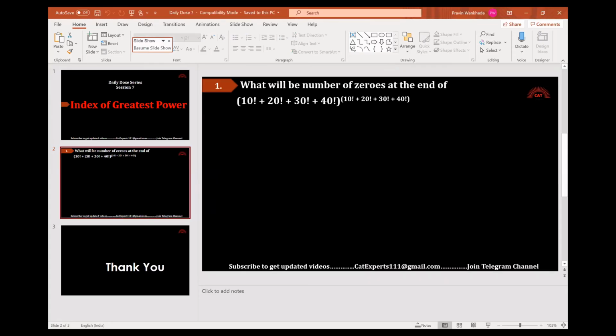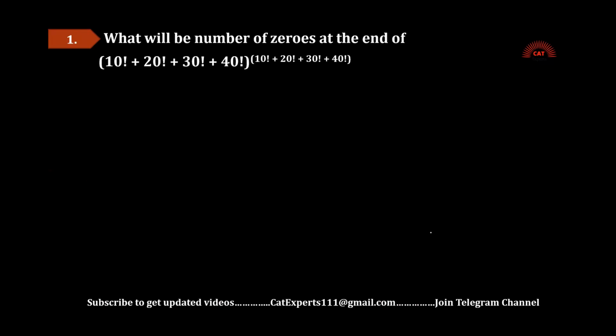So this is the question that we have to solve. This is an actual CAT question, right, guys? Understand the question. What is asked? What will be the number of zeros at the end of this simple expression for you?